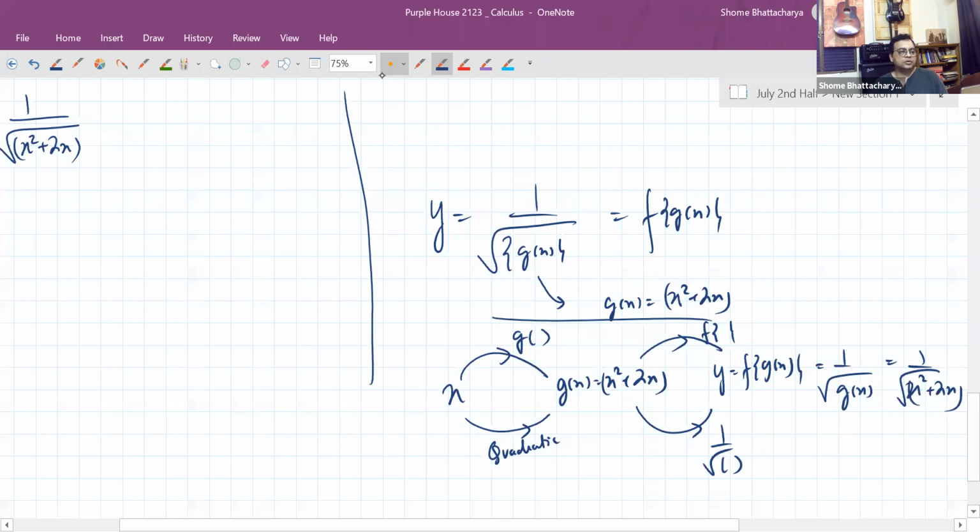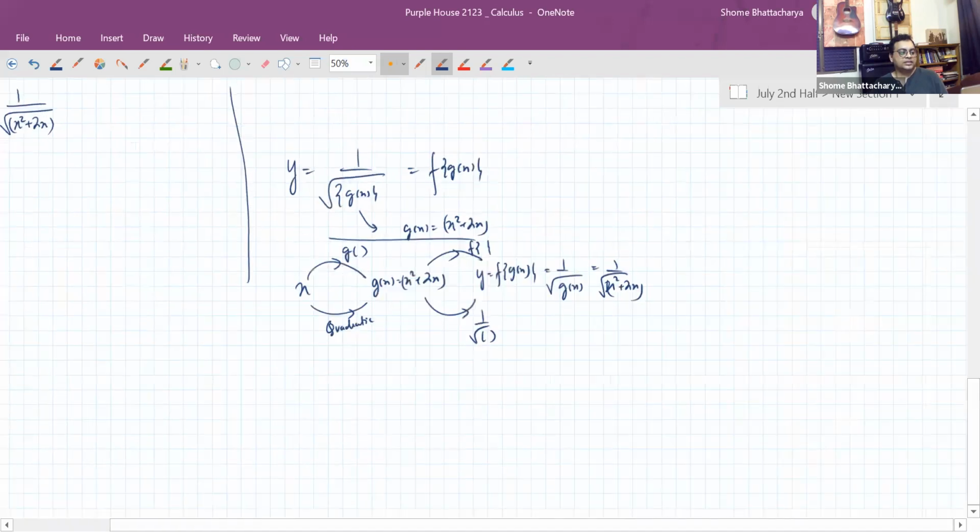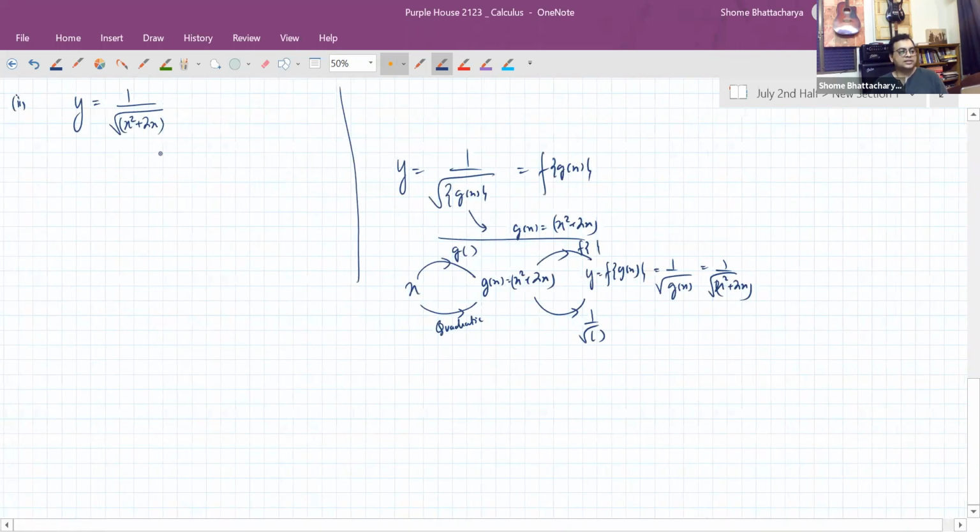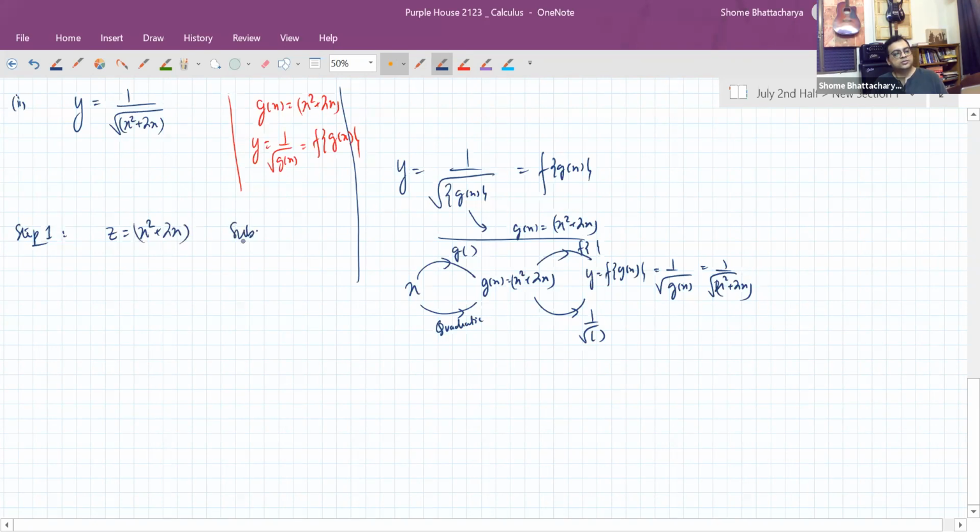So just thinking about this once, how to get some value of y from a given value of x, it makes it clear that it's a composite function where you have to take g of x as x square plus 2x. So y is becoming 1 upon square root of g of x, which is f of g of x. Once you're clear with that, now you know how to apply the steps. First step, substitution: z should be taken as x square plus 2x. That is your g of x. This is our substitution step. So y becomes 1 by root z, or you can write it as z to the power minus half.